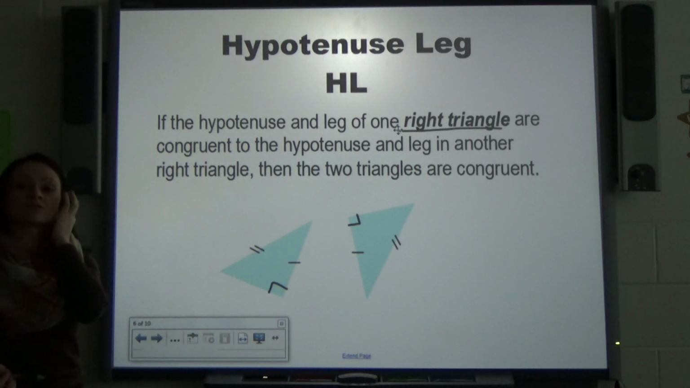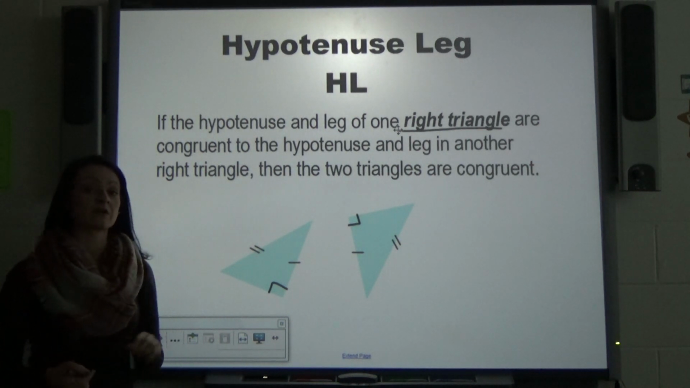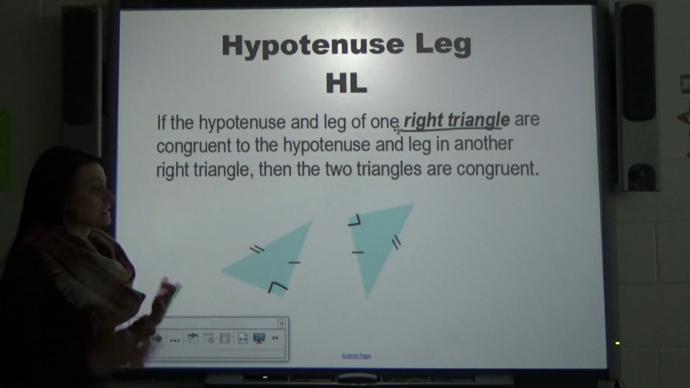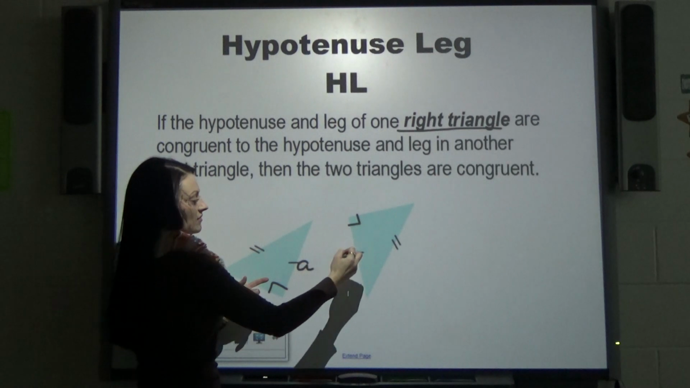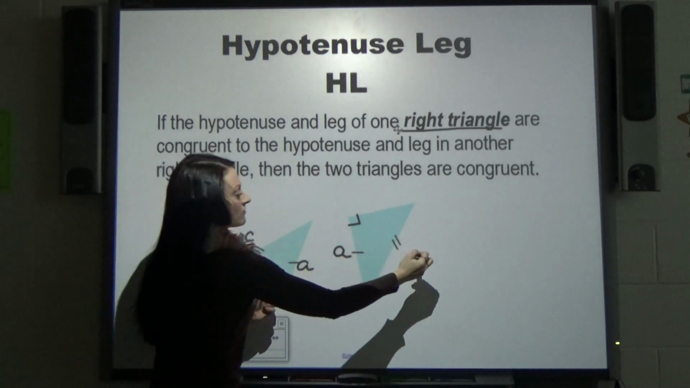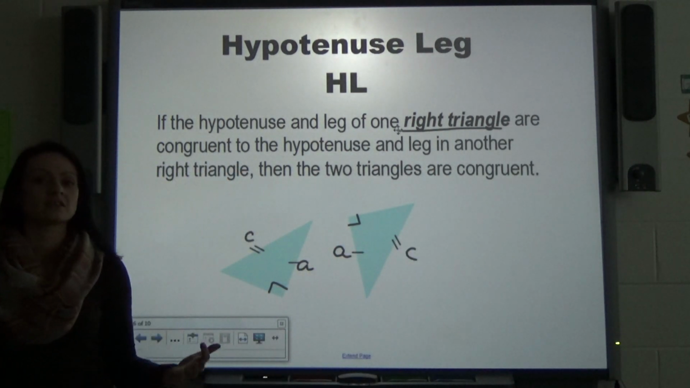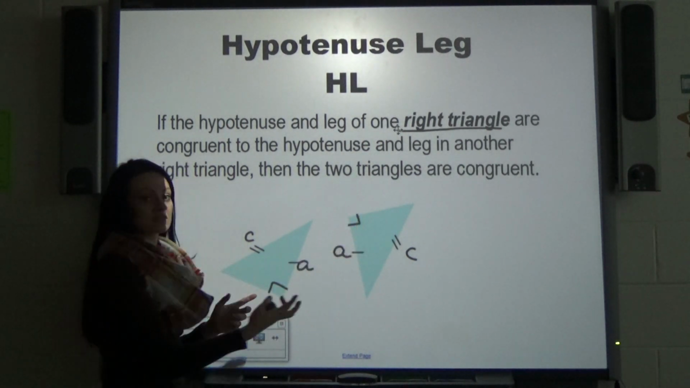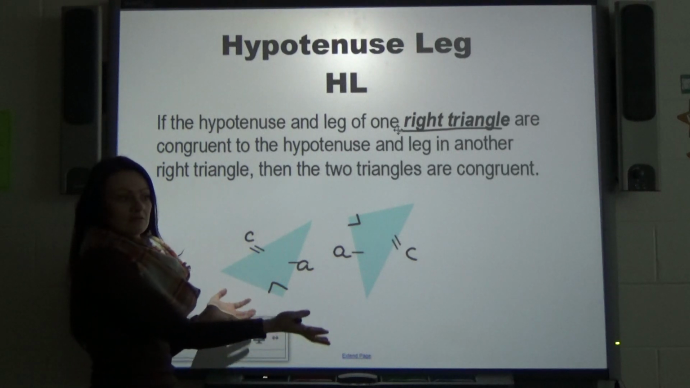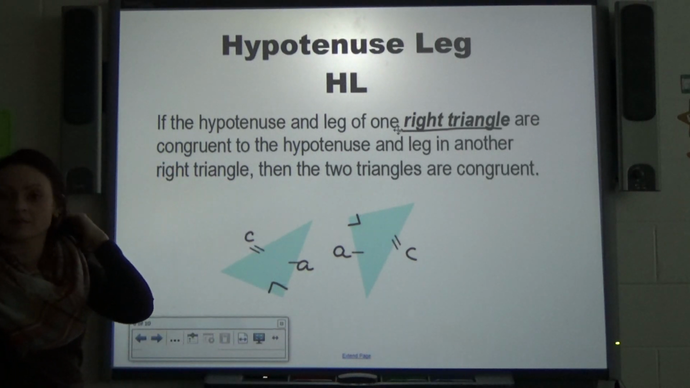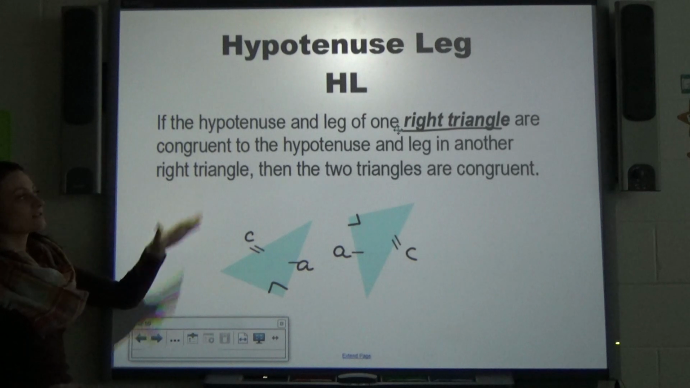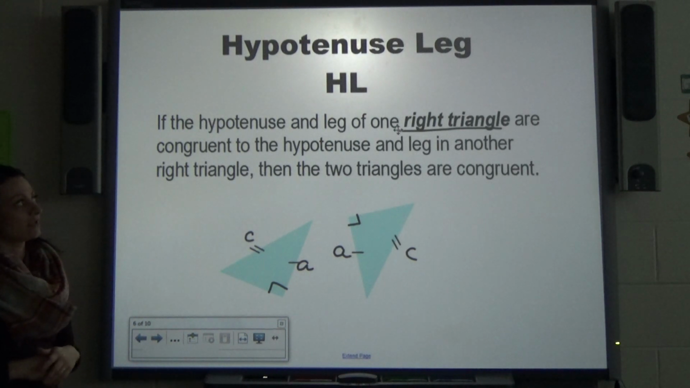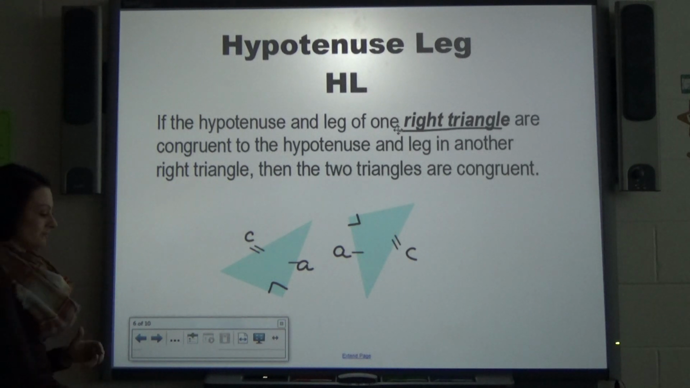This corresponds to the Pythagorean theorem. Because I have a squared plus b squared equals c squared, if these are both my values of A and these are both my values of B, the only way that these two triangles could be congruent is if B has to be the same because of the Pythagorean theorem that works on my right triangles. So I'm only allowed to use hypotenuse leg on right triangles, and I would just write HL.